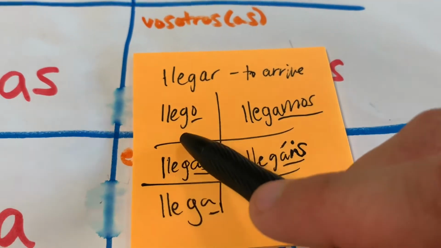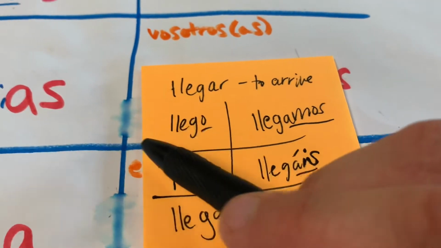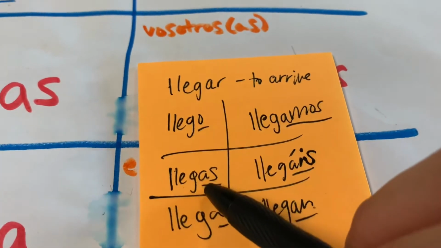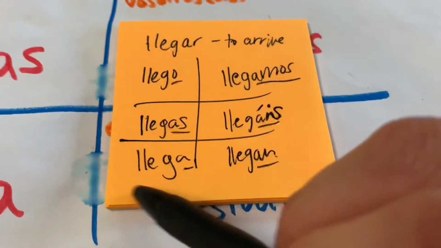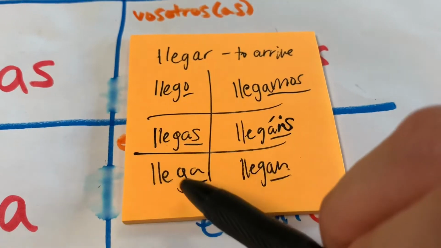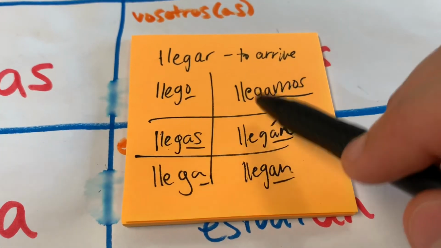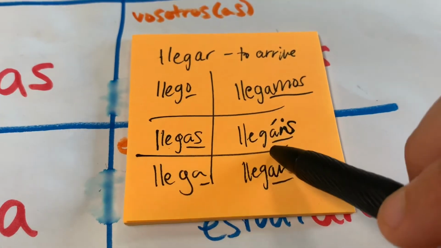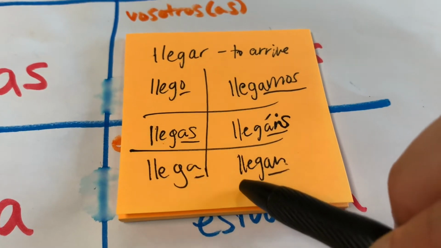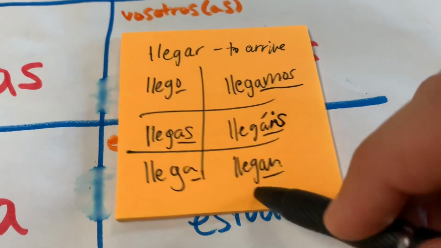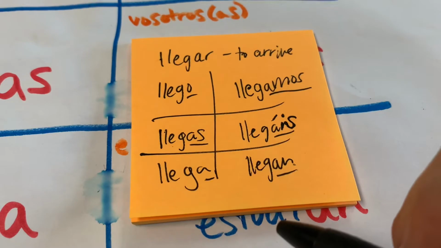So if I arrive, it would be llego, yo llego. Tú llegas, I arrive, you arrive. Él, ella, usted llega. Llegamos, nosotros llegamos, we arrive. Llegáis, y'all in Spain arrive. And ellos or ellas or ustedes llegan, right?